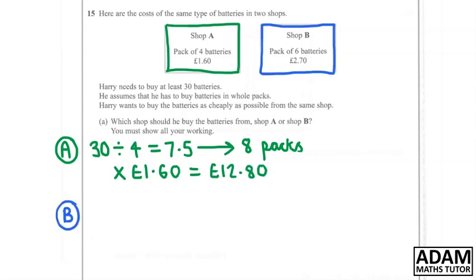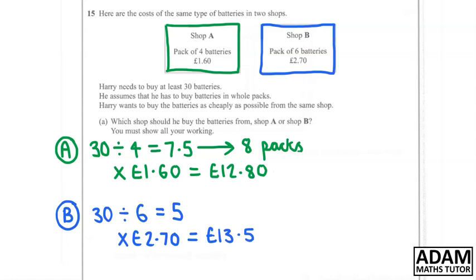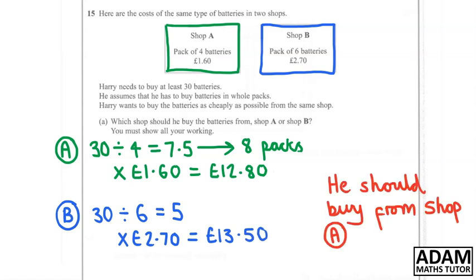£12.80. Shop B, I still need 30 batteries, but this shop sells them in packs of 6, which goes exactly 5 times. And the cost of each pack is £2.70, so times by 2.7, and this gives me a total of £13.50. To conclude, he should buy from shop A because £12.80 is less than £13.50.